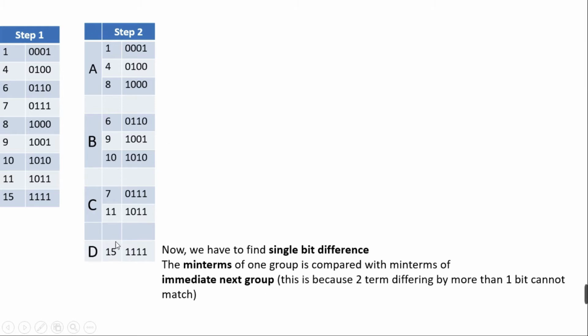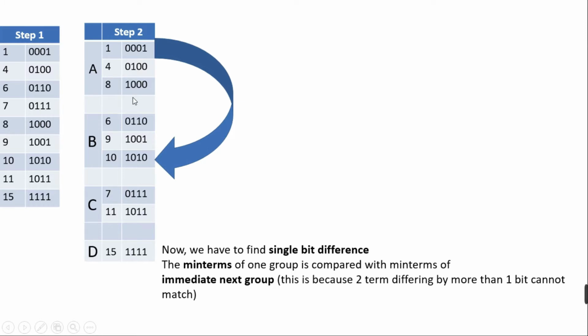That's it. So let's check a simple example. At first we're going to compare 1 with 6. Then we're going to compare 1 with 9, and then 1 with 10. That's just for the comparison of 1. We're going to do the same thing for the later ones. We're going to compare 4 with 6, 4 with 9, and 4 with 10, and then 8 with 6, 8 with 9, and 8 with 10. After that our first 2 groups will be done.